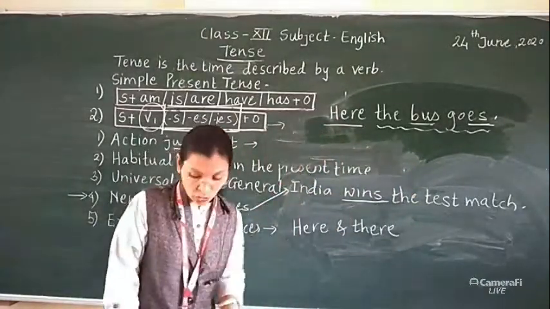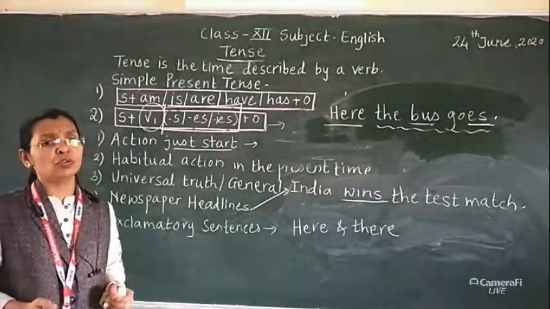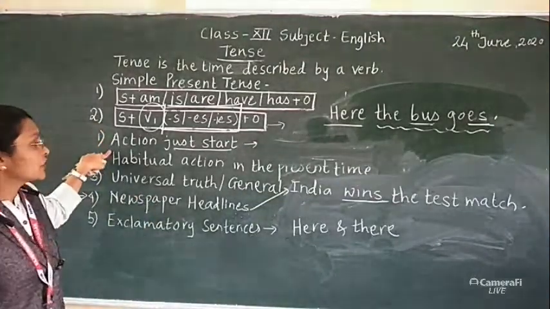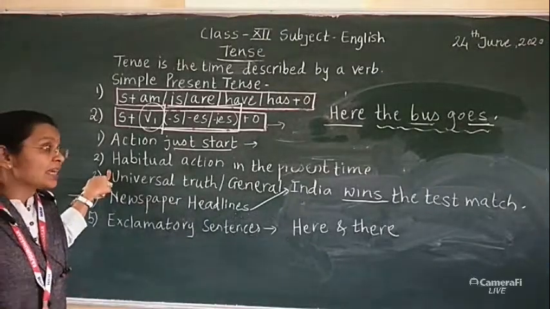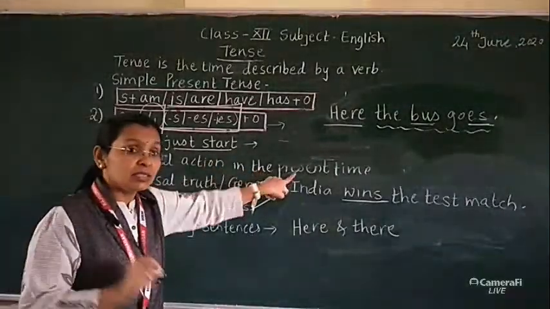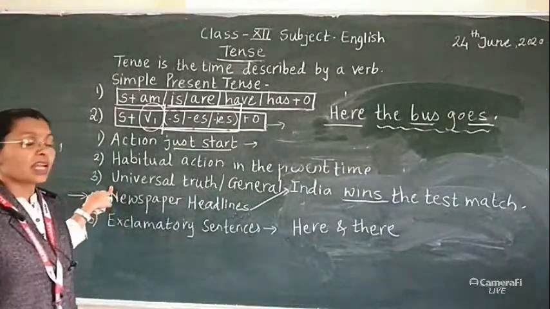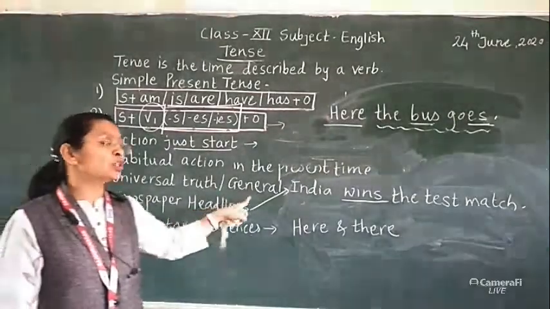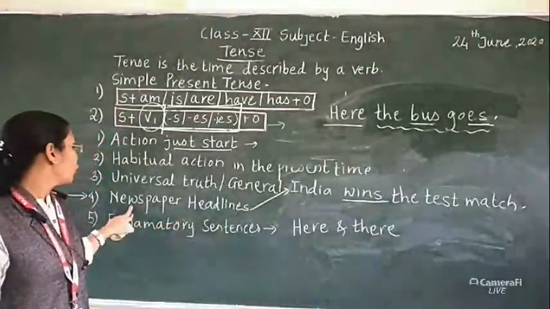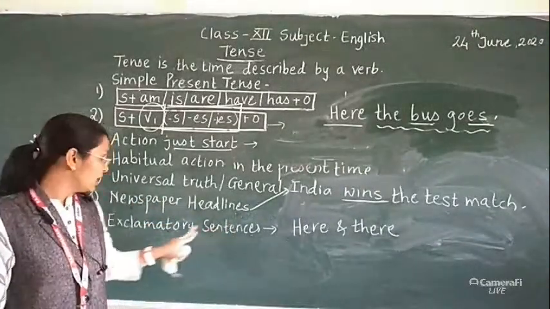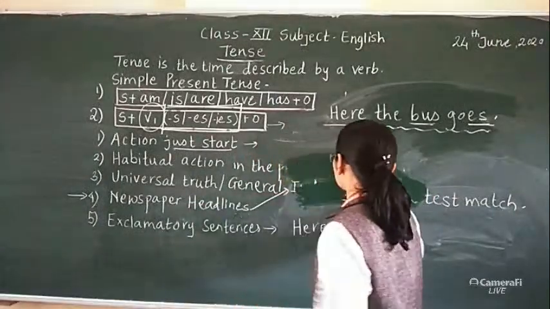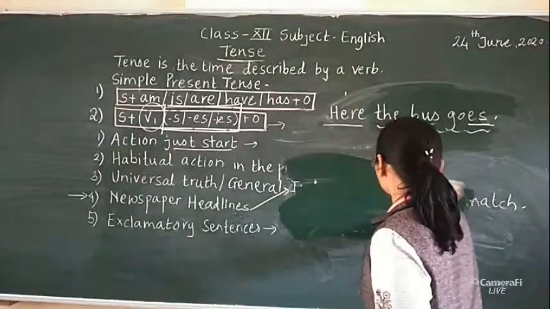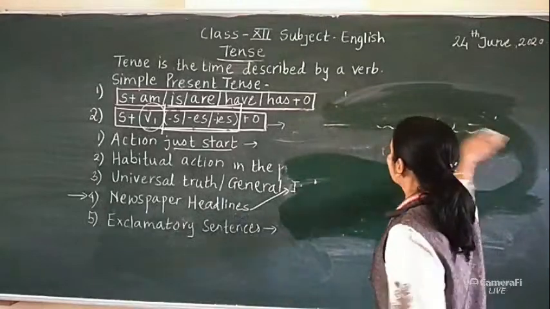Okay. So clear. So in the simple present, there are many uses of simple present tense. The first one is action just start. Second one is habitual action, but that action should be in the present time. Third one is universal truth as well as general truth. Fourth one is newspaper headlines. Next one is an exclamatory sentence. In the exclamatory sentence, we also use simple present tense.